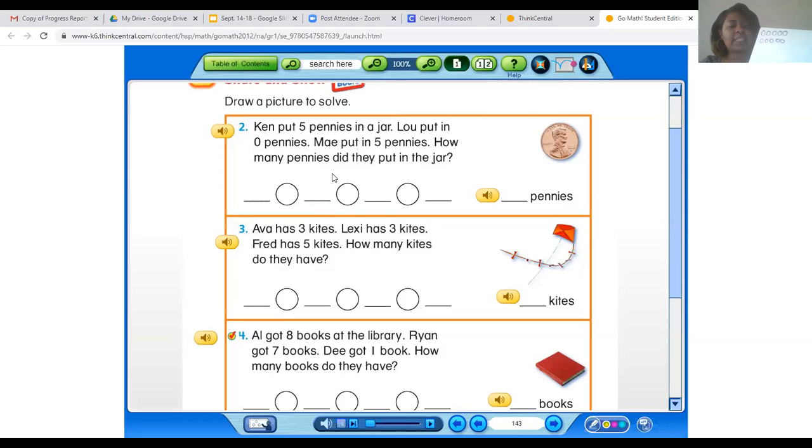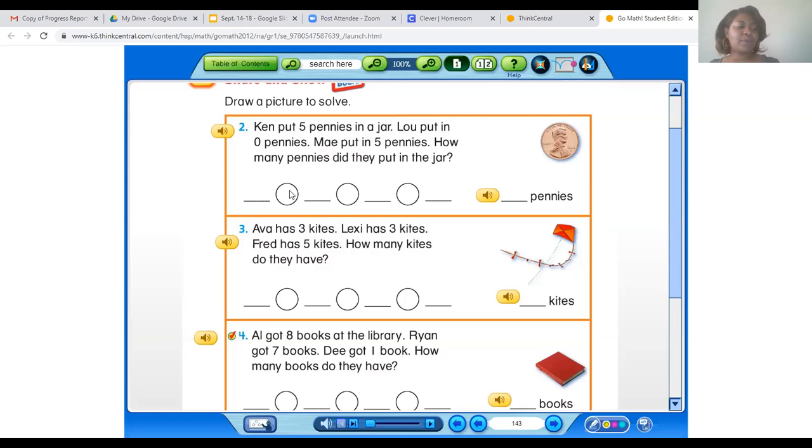How many pennies did they put in the jar? So I have 5 plus 0 because Lou didn't put in any, plus 5. Then I have to put my equal sign. So I have 5 plus 0 plus 5. 5 plus 0 is still 5. 5 plus 5 is 10. So they put in a total of 10 pennies.